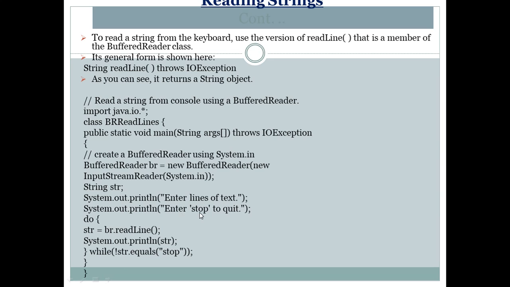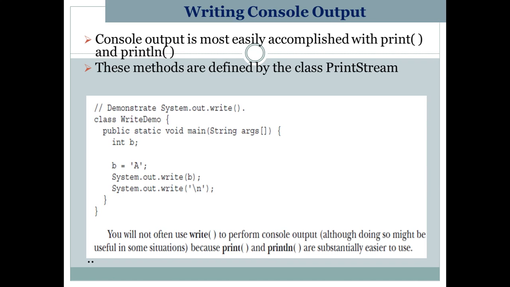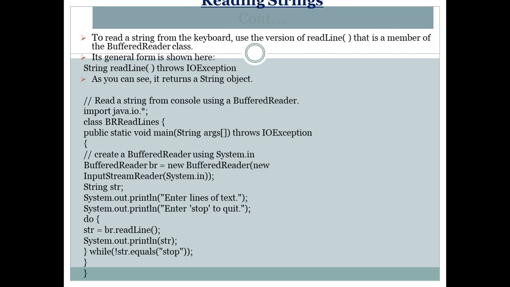System.out.println, enter lines of text. If you want to stop, write stop. Do str is equal to br.readLine(). I just call this readLine as a method, then System.out.println(str). Whatever I write in that line will be displayed on the console. How long will this run? Do loop while str is not equal to stop. Until someone writes stop, it continues; if stop is written, it will break and come out of the loop. Whatever input you give will be displayed on the output stream.